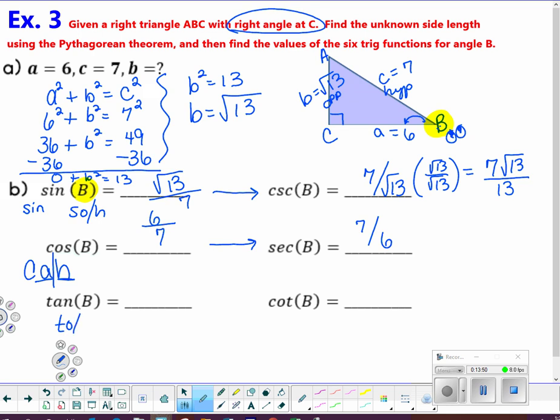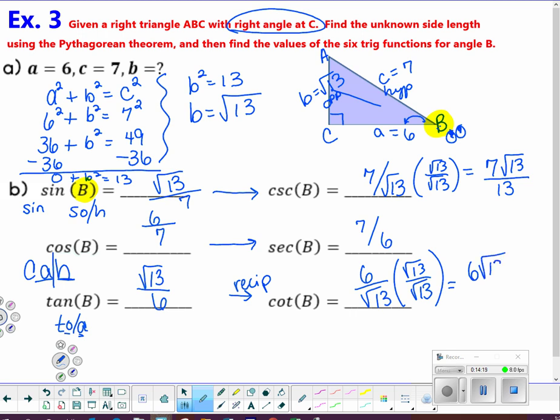Tangent is TOA. It compares opposite to adjacent. From angle B, opposite is root 13. Adjacent is 6. Its reciprocal function would be 6 over square root 13. We'll rationalize this to get the radical out of the bottom, getting 6 root 13 over 13.